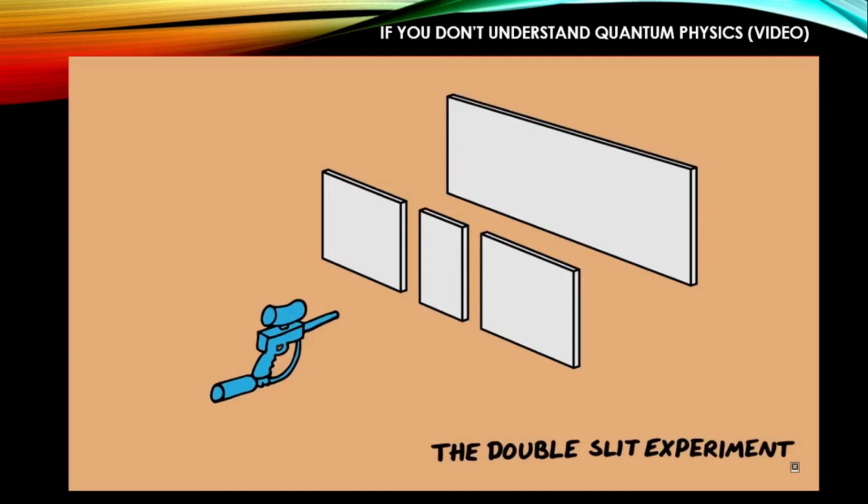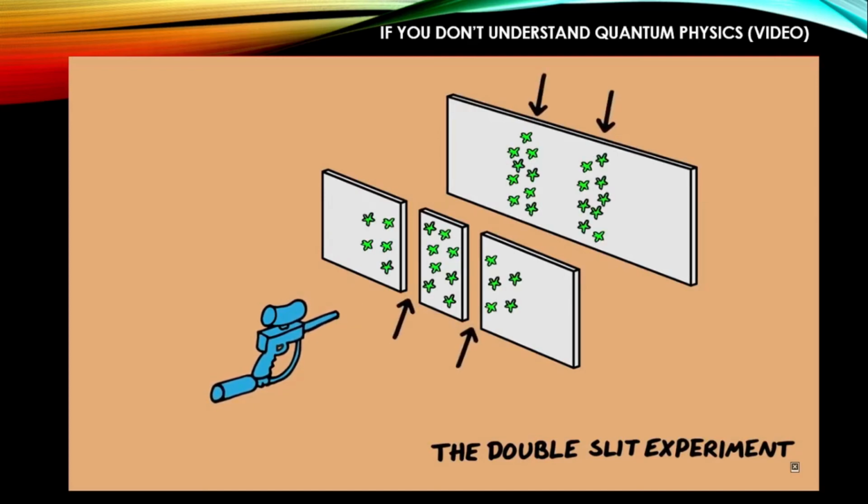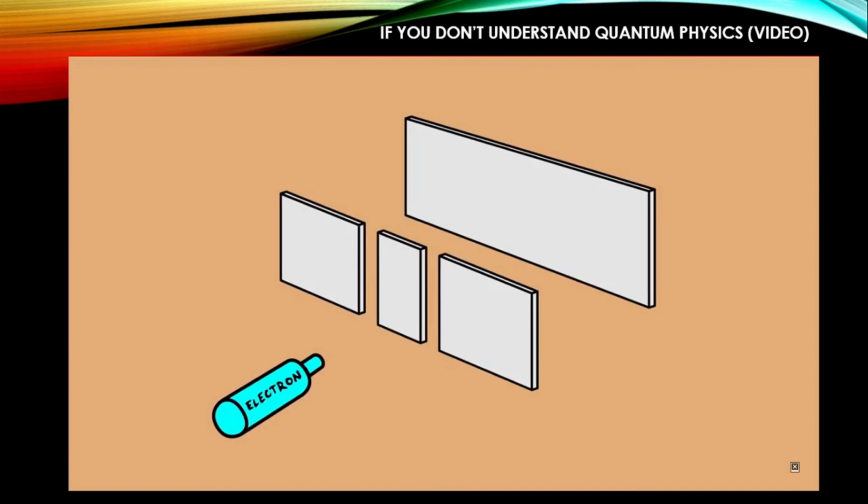Imagine spraying a paintball gun at a wall with two openings in it. You'd expect to see two columns of paint go through and hit the wall behind. But if you shrink this all down to the size of electrons, you see something quite different.